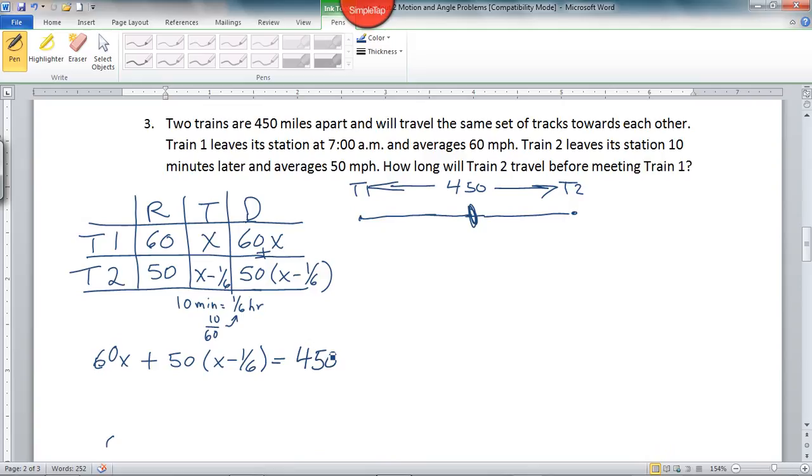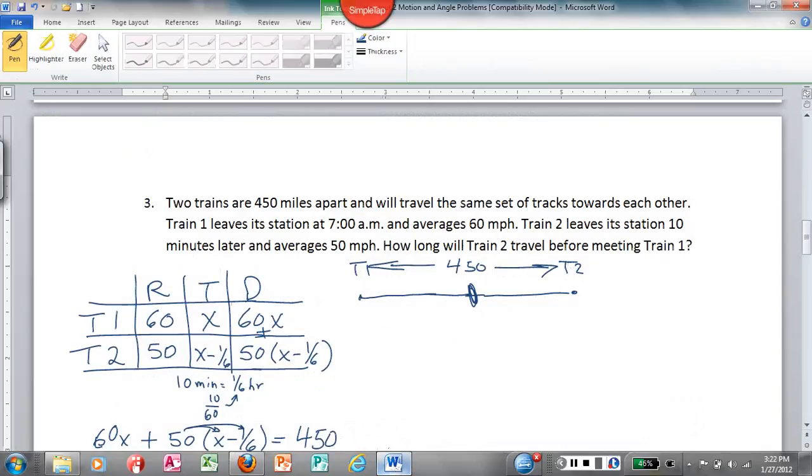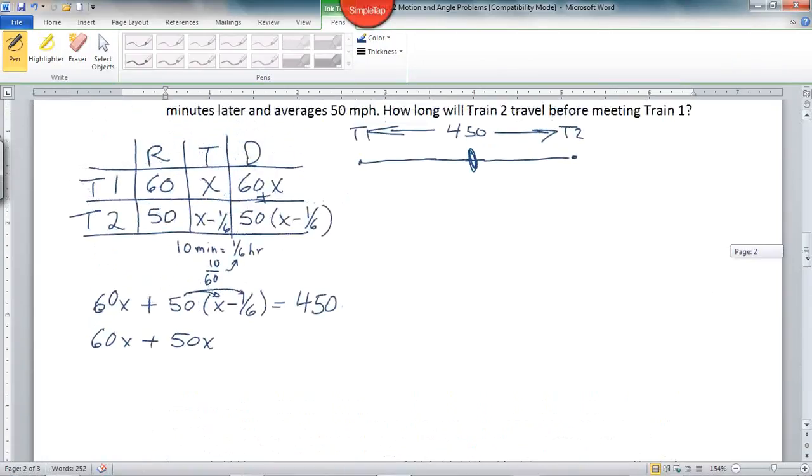There's our equation. Now if we can figure out what that equation works out to be, we've got it. So we're going to have to solve that equation. 60x, distribute the 50. Apply the 50 in there, so it'll be 50x, 50 times 1/6, that'll be a minus 50 over 6. And that's going to equal 450.